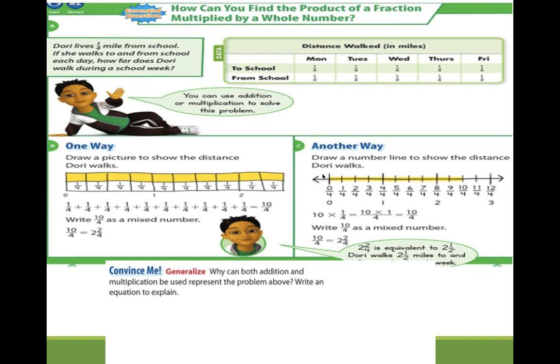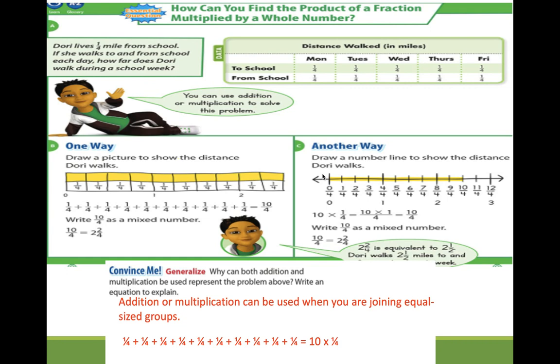And while I was talking through the video with you, I said something that was very key, and it was called equal groups. So it says addition or multiplication can be used when you are joining equal-sized groups, and that's key for multiplication. We have 4 groups, 3 in each. We have 10 groups with 1/4 in each. It's all the same. So you can see here it says 1/4 plus 1/4 plus 1/4, and it does it 10 times, and that's the same as saying 10 times the 1/4. So instead of adding repeatedly, you're using that multiplication strategy.